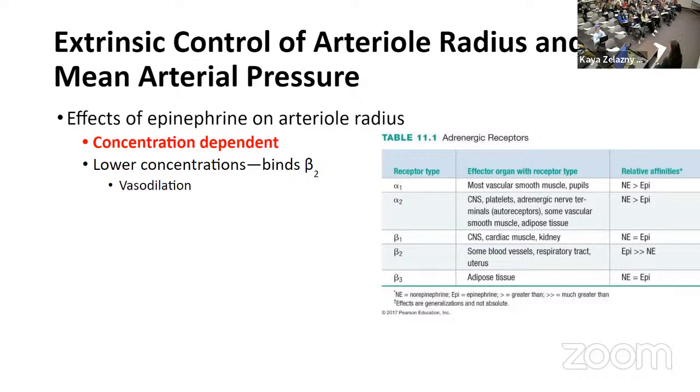So the beta 2 receptors in your skeletal muscle and in your heart respond even to really low amounts of epinephrine. When they sense that epinephrine coming from your adrenal gland, they dilate, and more blood goes to your skeletal muscle and to your heart. Big picture, that's what's happening.